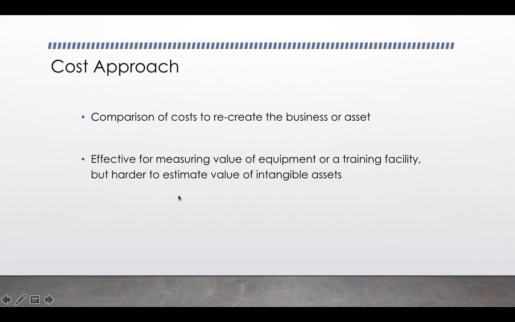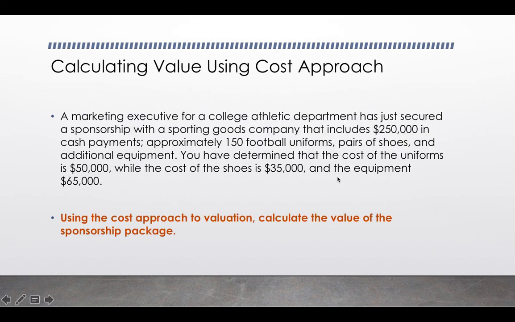essentially using this cost approach in order to effectively employ it in this scenario, we basically just want a sum of the assets in order to provide a fair market measure. So in this case, we've got the $250,000, right, which is cash payments. Certainly that has value to it. And then we know for the football uniforms, we have another $50,000. For the shoes, it's $35,000, and for the equipment, $65,000. We add all those together, again, the sum of all of the items or assets, and we get $400,000, right?